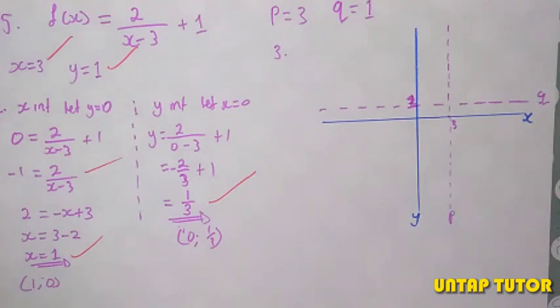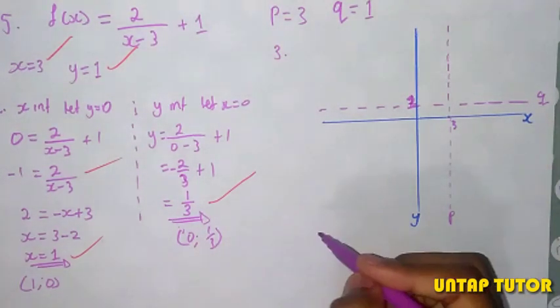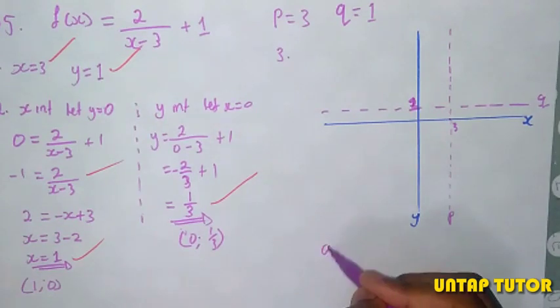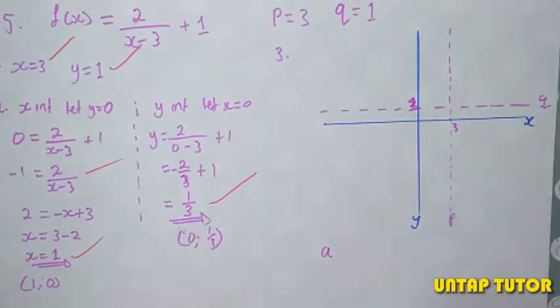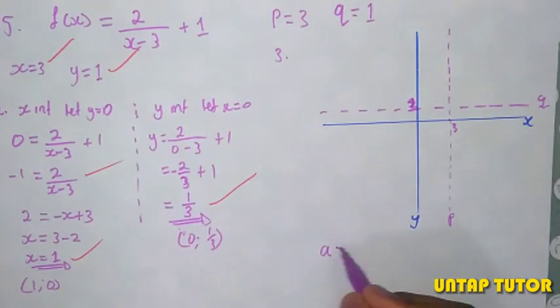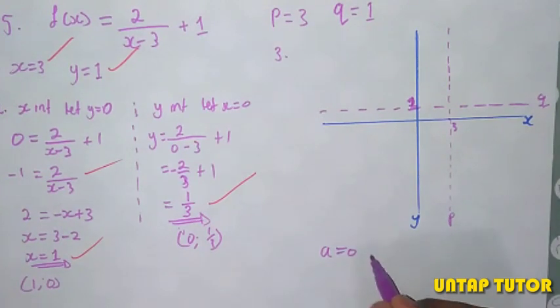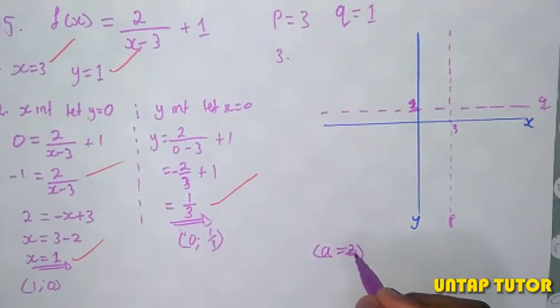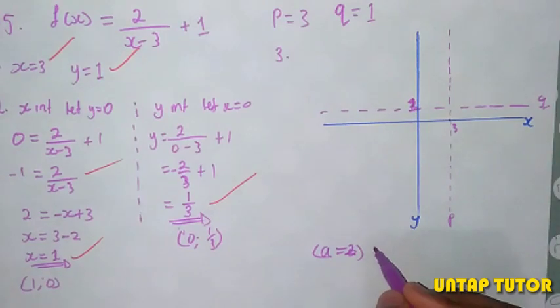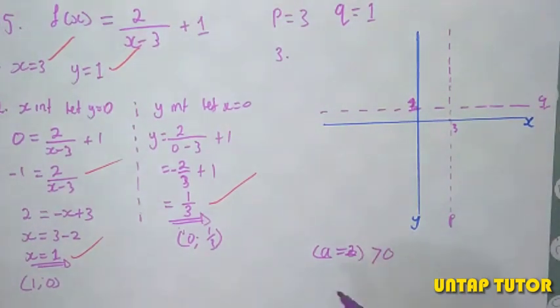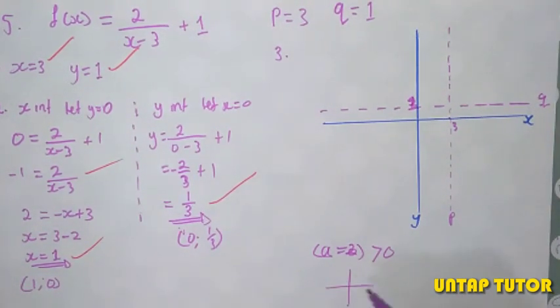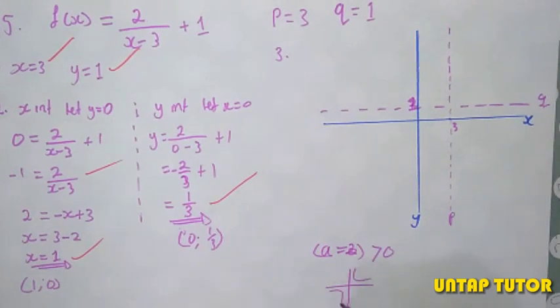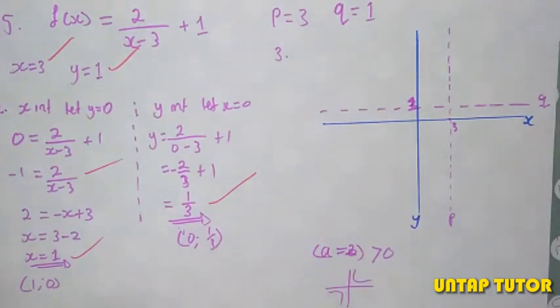Then from here you need to find something very important that I told you in that first video, and that is a. Is a negative or positive? Is it greater than 0 or less than 0? a is equal to 2. So this entire thing is obviously greater than 0. So if it's greater than 0, what did I say? I said our graph will be here on the first and third quadrant of our asymptotes.